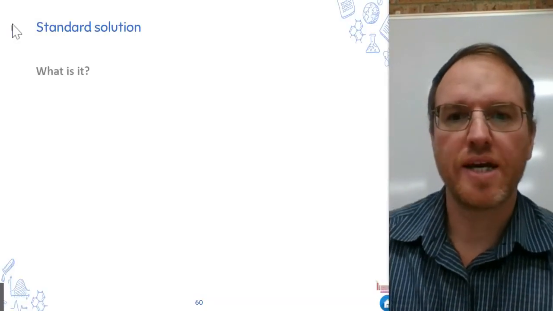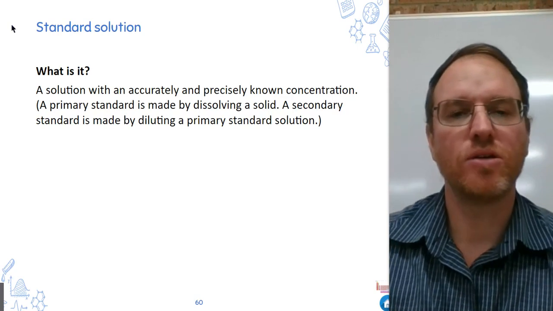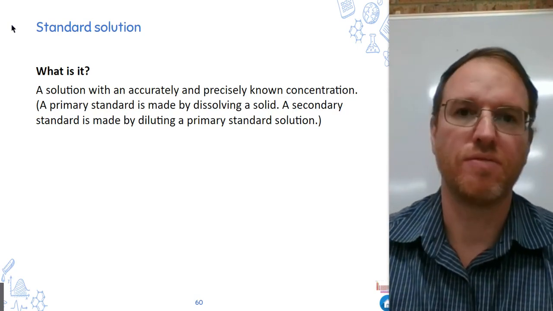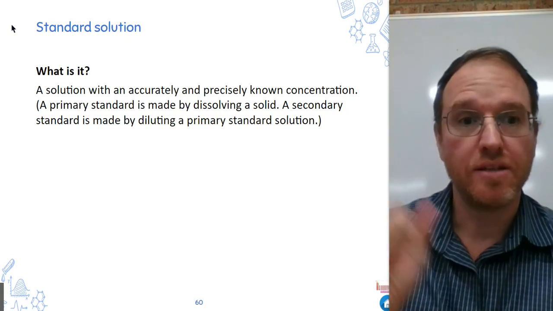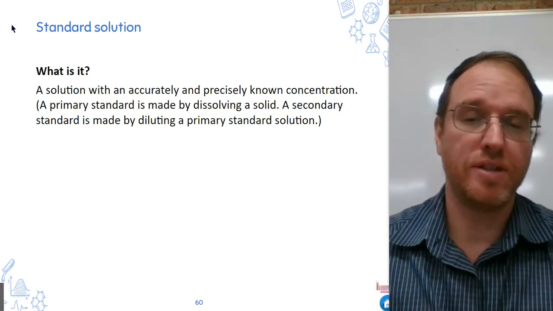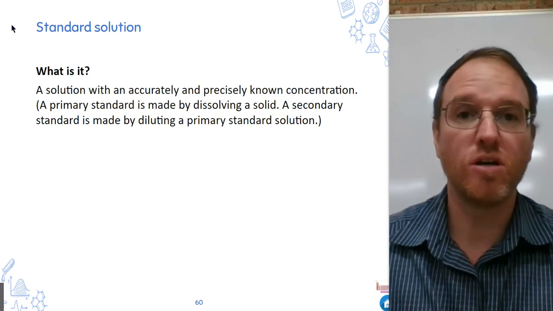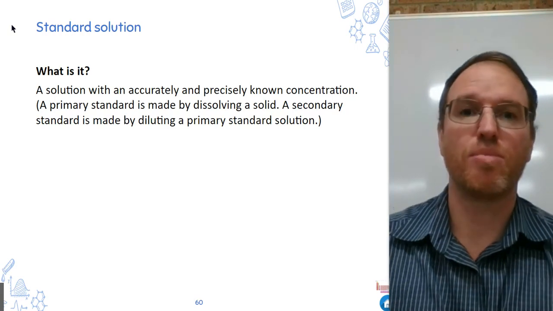So first of all, what are standard solutions? They're solutions with an accurately and precisely known concentration, and I mean very accurately, very precisely, like 4 or 5 significant figures. A primary standard is made by dissolving a solid. So we take a very carefully known, very carefully measured amount of the solid, make it up to a very accurately known volume. We get a primary standard.